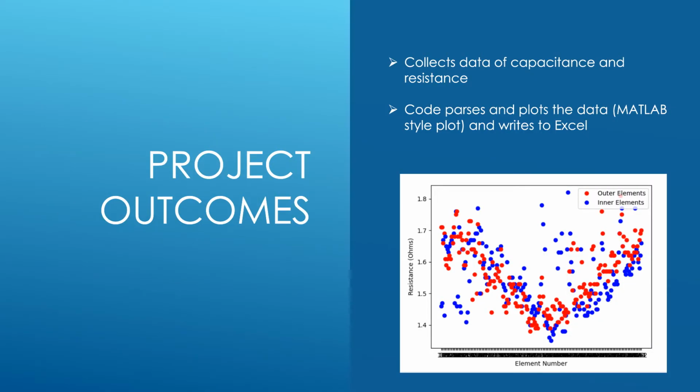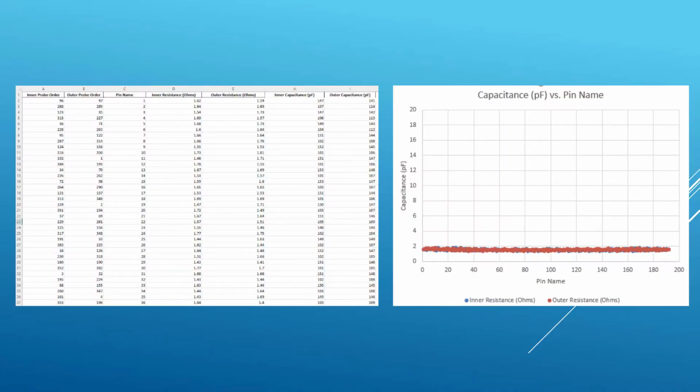So as for our project outcomes, as you can see, we collect the data of the capacitance and resistance of these chips, and a custom code solution actually parses and plots the data. This is a MATLAB style plot. And I'll also write it to Excel as sort of a backup if you need to see the data again, and you can also plot it in Excel. Here's an example of the Excel output. So as soon as the user runs this code that we created, you'll see the columns be created for each of the desired elements. And on the right here, this is a capacitance plot, and this is an example of a good chip because there are no outlier readings there.